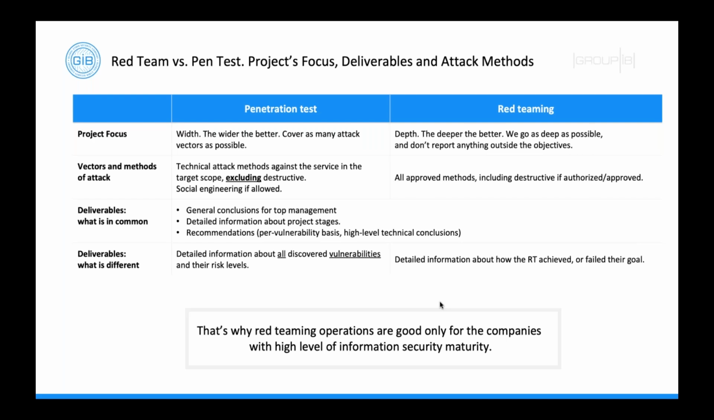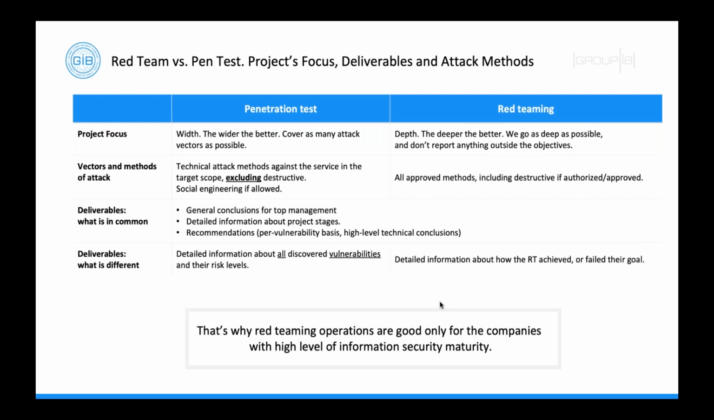In terms of the vectors and methods of attack, for penetration tests, it's basically technical attack methods against the services in the target scope. It excludes destructive methods. Social engineering is utilized during a penetration test, but only if it's authorized by the customer. So it could be used in penetration tests. In red teaming, all methods can be employed to achieve the objective. This can even include using offensive or destructive methods if it's approved by the client, of course.